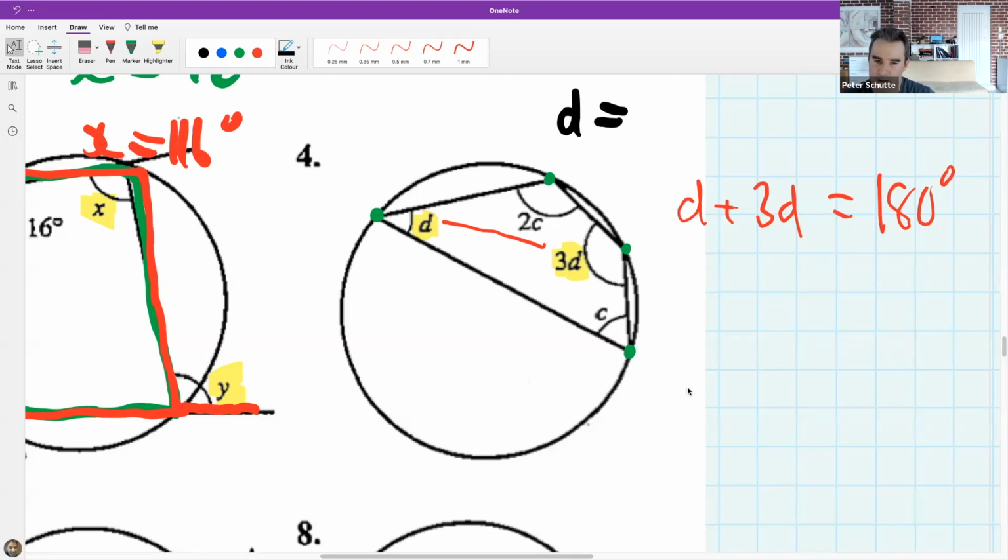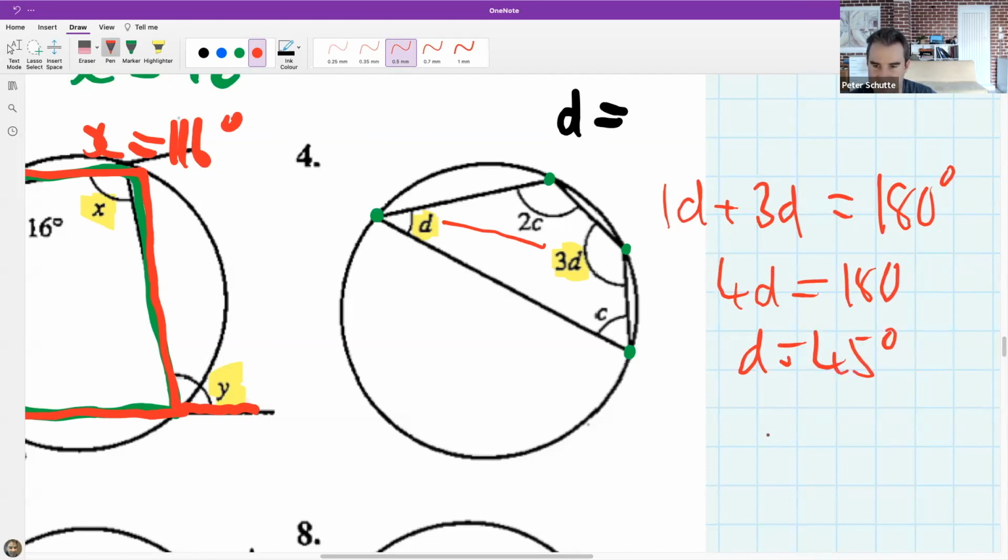So I just think that we must add the D plus 3D should be equal to 180. So we just say 4D is equal to 180, then divide by 4 on both sides. Just like that, 45 degrees. Awesome. So this would be 45. And if you were working out, this would be 3 times 45, which would be 135. Yeah. So D must be equal to 45.